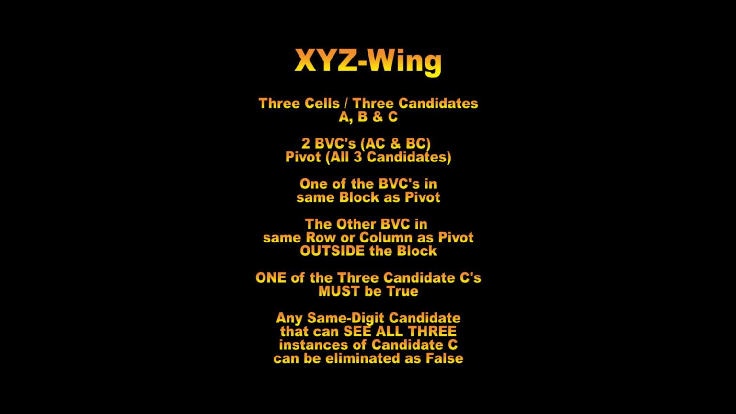So here are the characteristics of an XYZ wing. There will be 3 cells with 3 candidates, A, B, and C. 2 of the cells will be bi-value cells containing AC and BC. And then there will be a pivot cell containing all 3 candidates. One of the bi-value cells will be in the same block as the pivot cell, and the other bi-value cell will be in the same row or the column as the pivot cell, but outside the block. And one of the 3 candidate C's must be true. Therefore, any same-digit candidate that can see all 3 instances of candidate C can be eliminated as false.